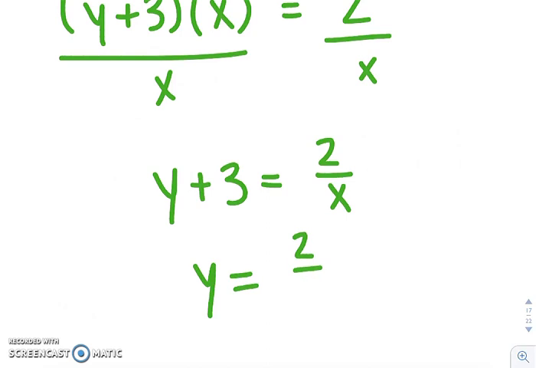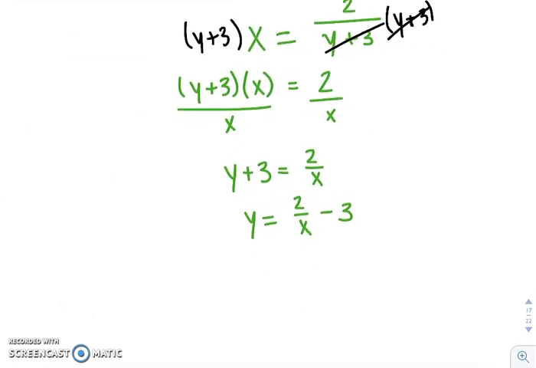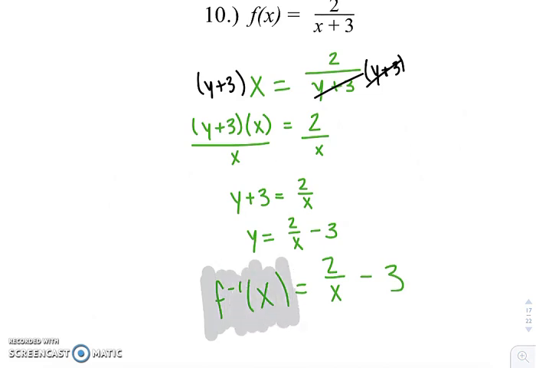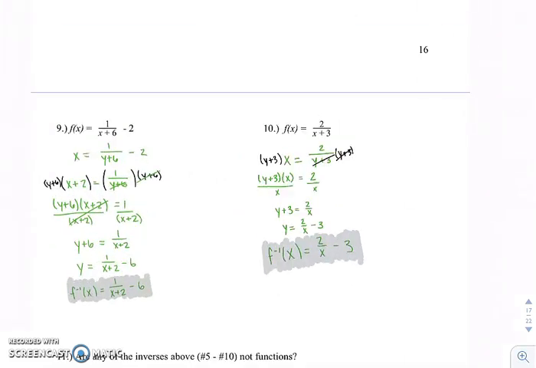So y equals 2 over x minus 3. And again, we'll write it in inverse notation. So f negative 1 of x equals 2 over x minus 3. Switch your x and y, solve for y. So you just have to know your algebra rules and know how to get that y variable by itself.